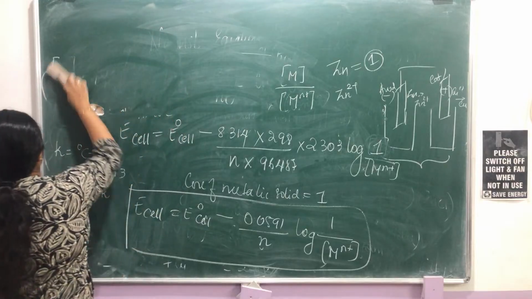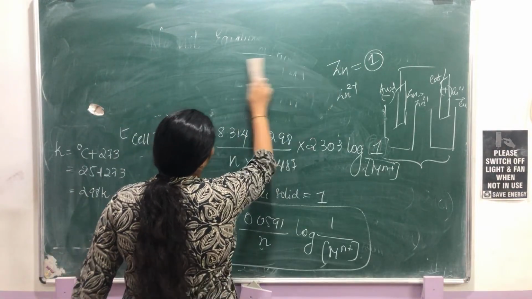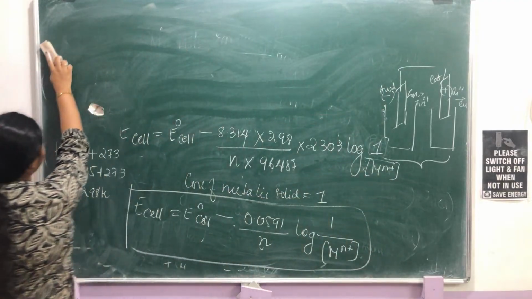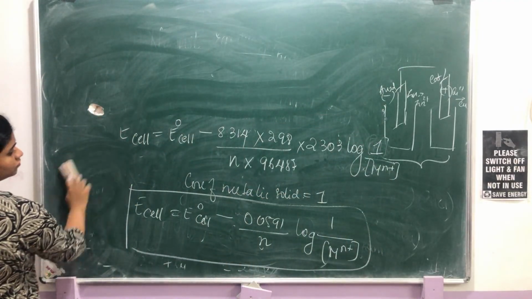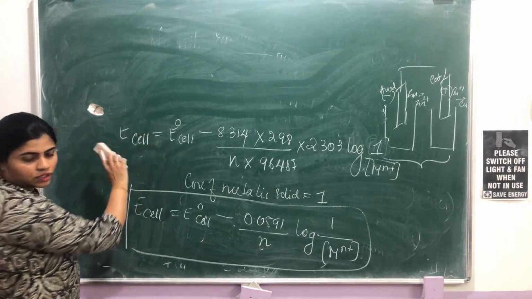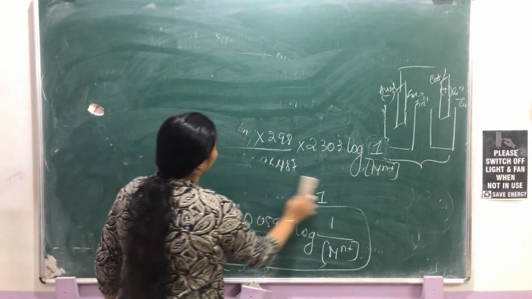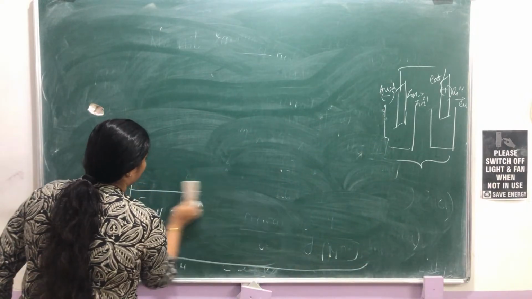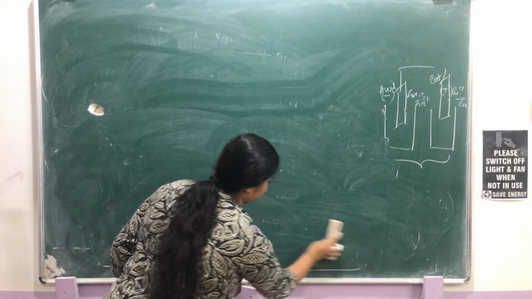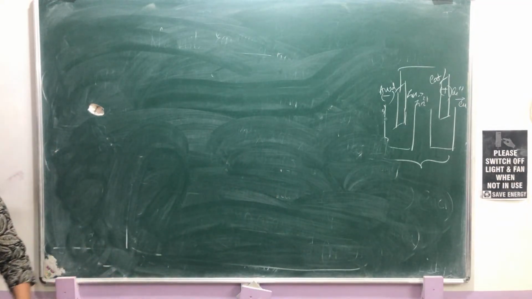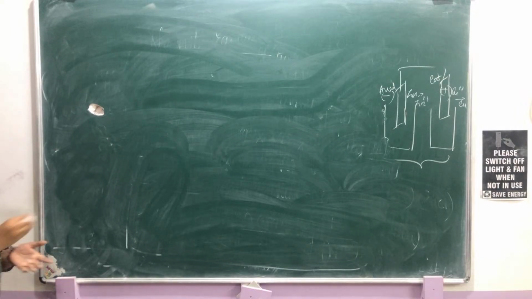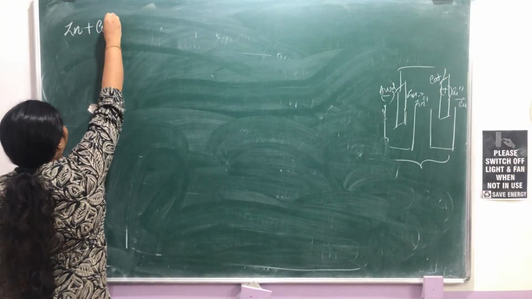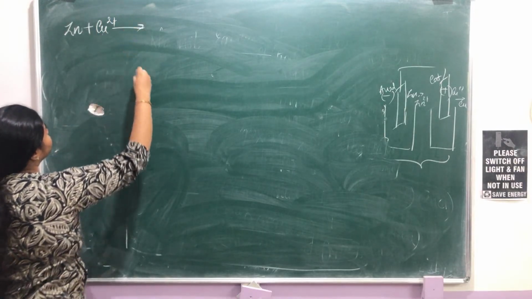Write down the heading for a Daniell cell. For a Daniell cell. And write down the reaction that we have in a Daniell cell. What is the reaction that we normally take? What is the reaction? Zn plus Cu2 plus gives.